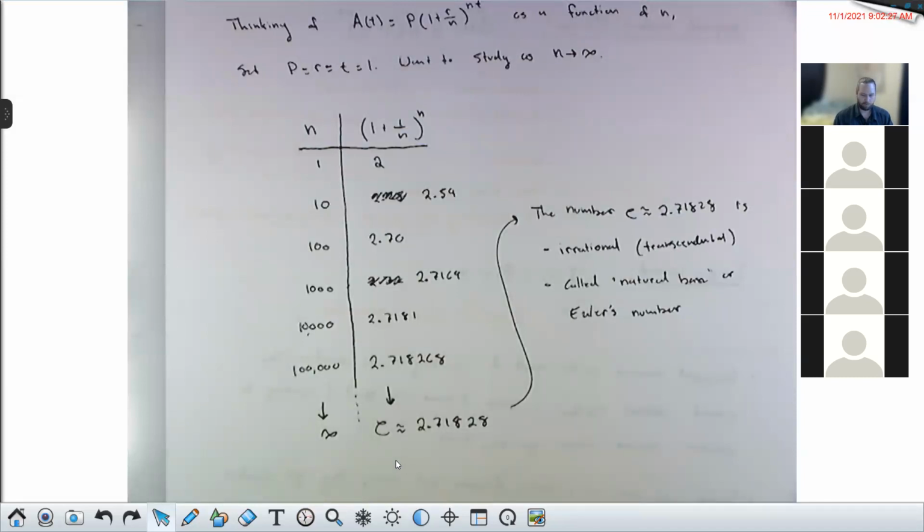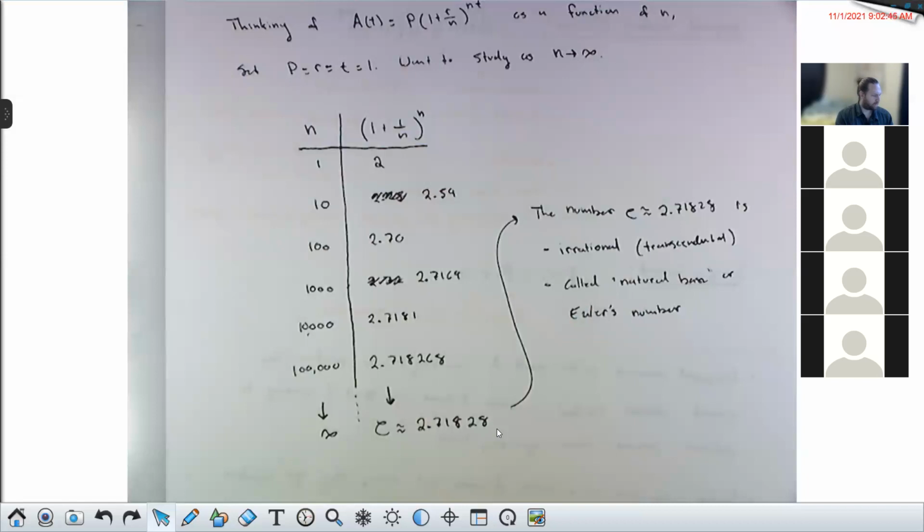So we named the number after him because a lot of his work revolved around it. You can think of it that way. So it's called the natural base, or Euler's number. This name, I know it looks like it should be pronounced Euler, but it's not. It's Euler. This is German.